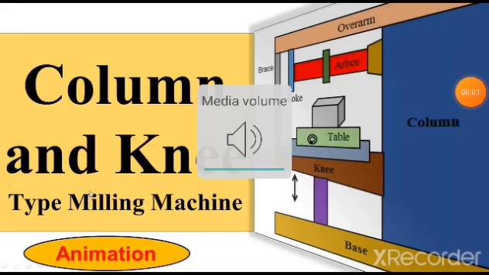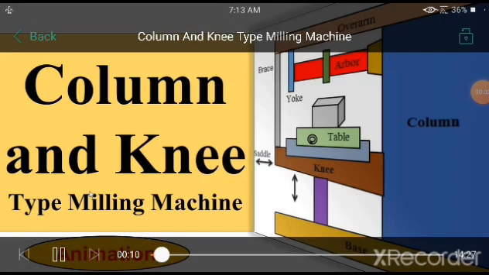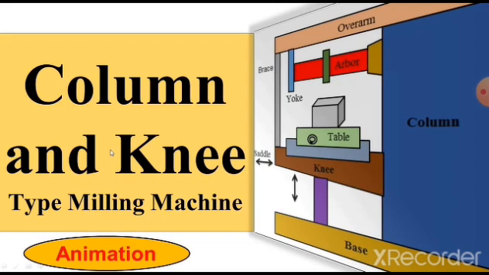I will explain various components of the column and knee type milling machine. Before starting with the components, I will explain why its name is column and knee type. In this milling machine, one component is the column and another component is the knee. That's why it is known as the column and knee type milling machine.